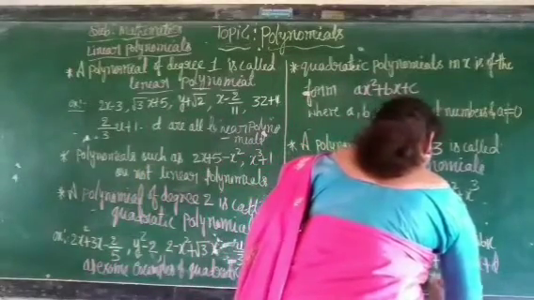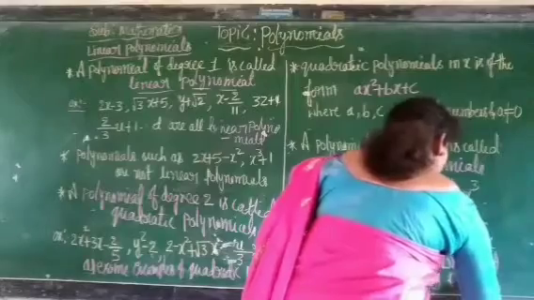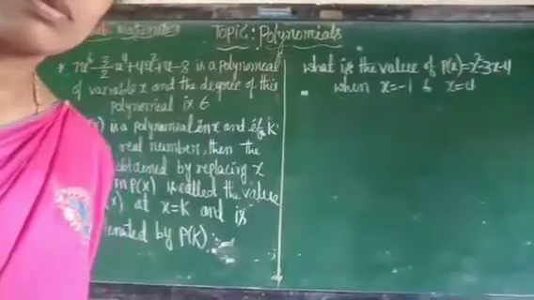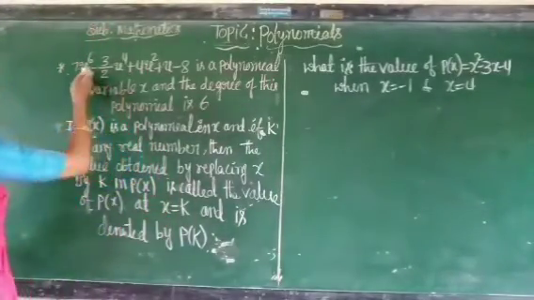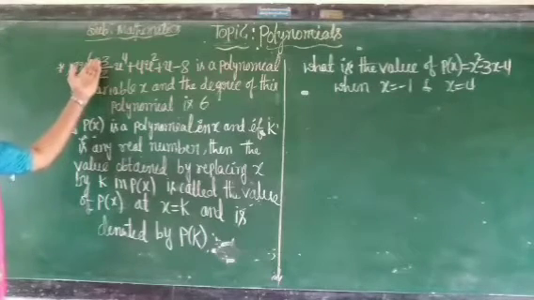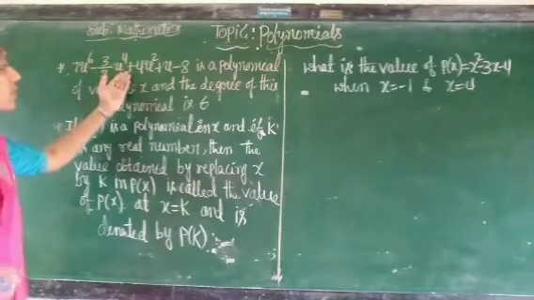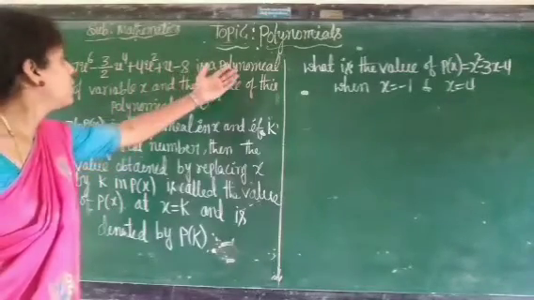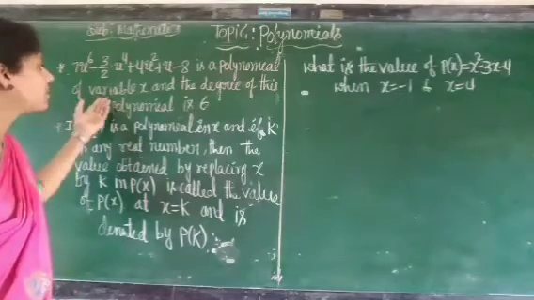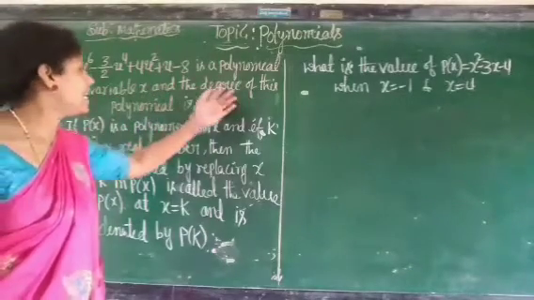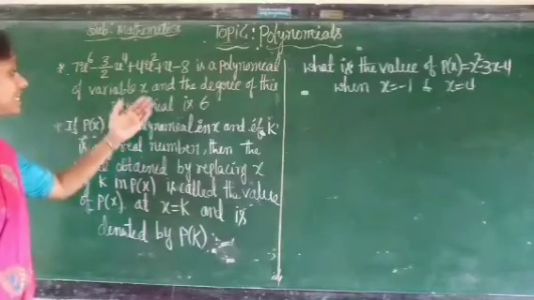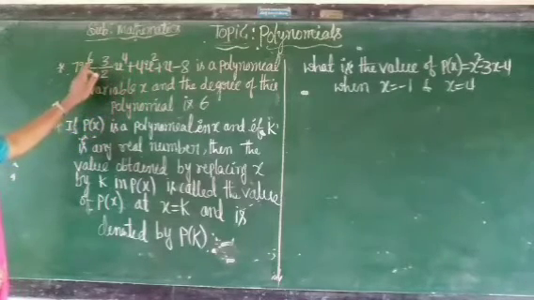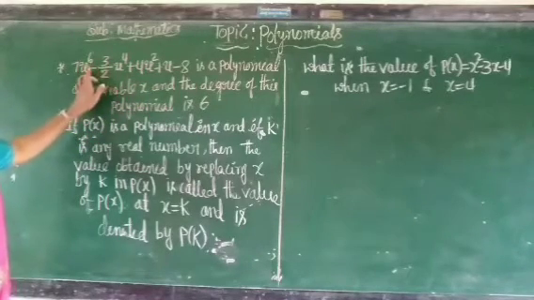Real numbers, and A is not equal to 0. 7u to the power 6 minus 3 by 2 u to the power 4 plus 4u square plus u minus 8 is a polynomial of variable x, and the degree of this polynomial is what? The highest degree is, in this example, 6.